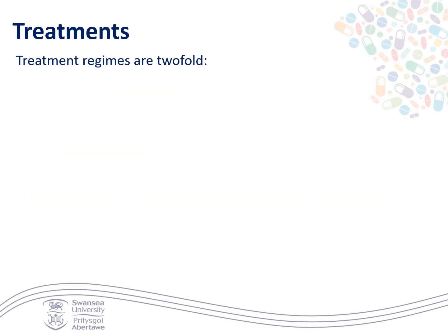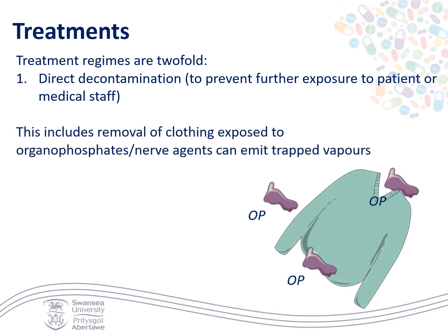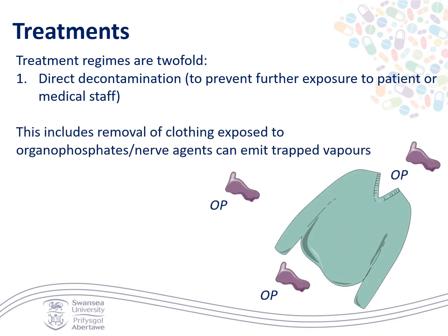Now, treatment regimes for organophosphate poisoning are twofold. The first needs to have direct decontamination, and this is to prevent further exposure to the patient or medical staff to these deadly organophosphates. So this includes obviously the removal of clothing exposed to organophosphates or nerve agents, as these can then emit trapped vapors or allow contact of organophosphates, either further contact to the person that's already been exposed or to the medical staff. So there must be direct decontamination and removal of the source of that organophosphate.